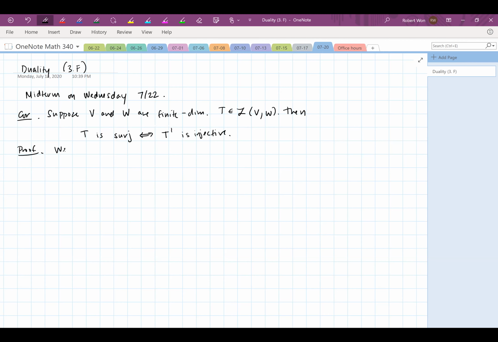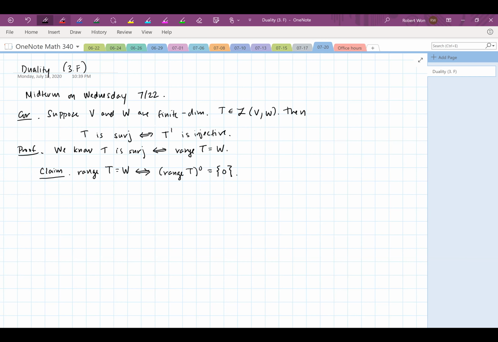Okay, so we know that T is surjective. The definition of that is that the range of T is all of W. Right, so it's surjective if and only if its range is everything. Okay, claim: the range of T is equal to W if and only if the annihilator of the range is just the zero subspace. Okay, so if I could prove this claim, I would be done, right?